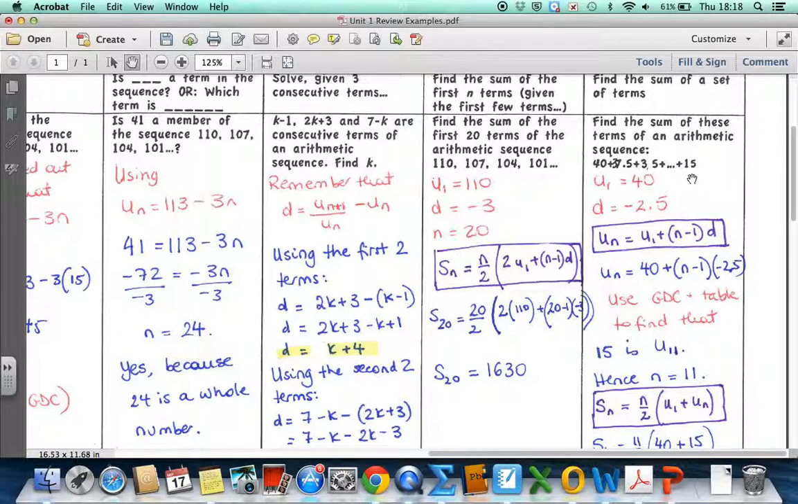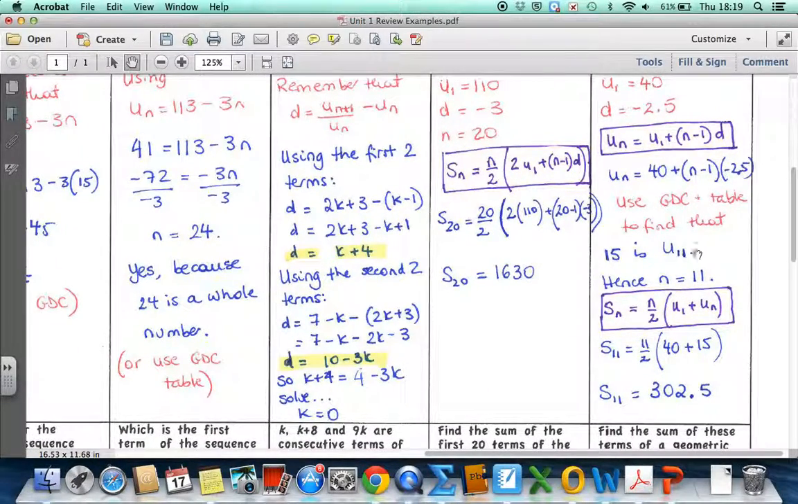So there are 2 ways to find out what term this is. We can either use this formula and solve for n, so make that equal to 15. Or we can use the GDC, so we can type this into y equals. And if you look down the table, you will see that the 11th term is 15. So n is 11. Once you've got those ingredients, easy enough to type it into your calculator.